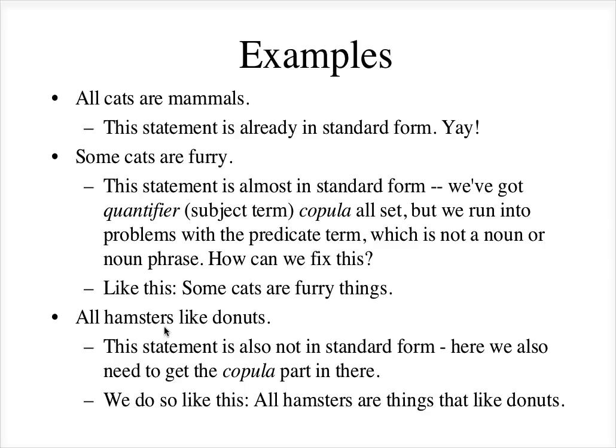So obviously all hamsters like donuts is this sort of more natural English way to say this idea. But we can see that all hamsters are things that like donuts means the same thing. And it means it's now in standard form.